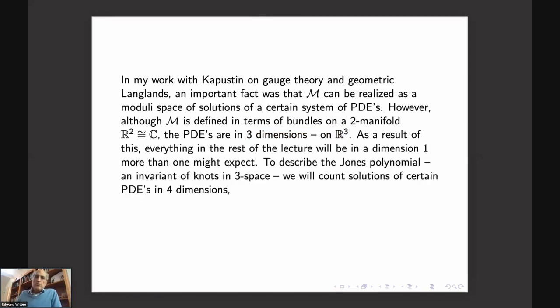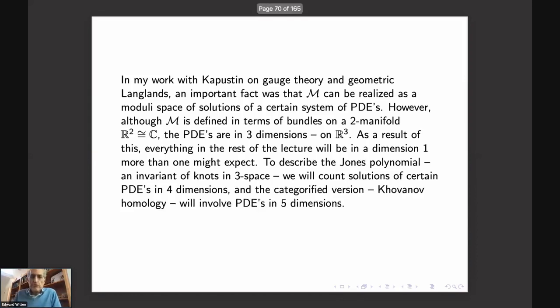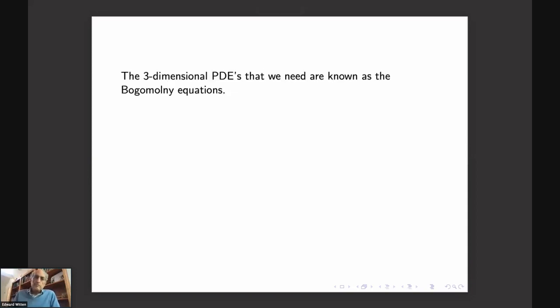So to describe the Jones polynomial, an invariant of knots or links in 3-space, we'll count solutions of some PDEs in 4 dimensions. And the categorified version related to Khovanov homology will involve PDEs in 5 dimensions. The 3-dimensional PDEs that we need are known as the Bogomolny equations, which were originally introduced to describe magnetic monopoles in gauge theory.